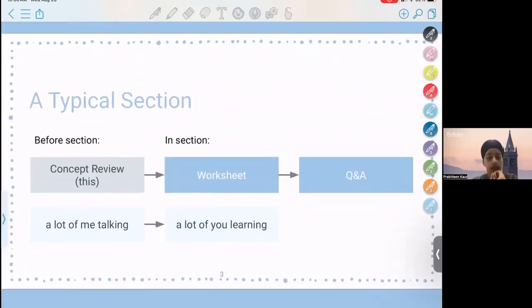So this right now is the concept review, basically what you would watch before section. The mini lecture, a lot of me talking, kind of going over relevant content in case you want to reference it. And then in section is where you'll do most of the learning. So you'll be doing a worksheet, practice problems, asking the TA questions, and getting those answered.